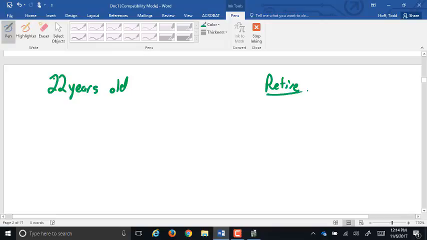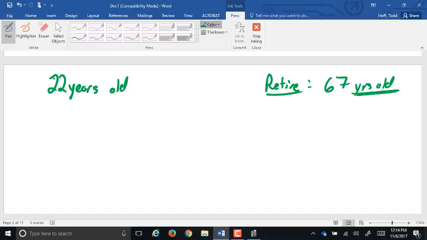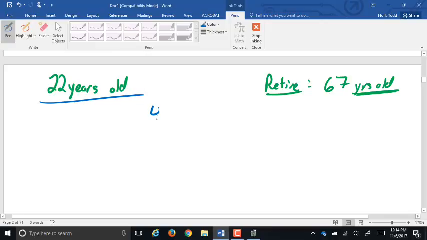Well, we just talked about the Social Security system. If you can retire at age 67, which is going to be slightly older than that by the time you guys get there. But let's go off of that right now. That is 45 years.